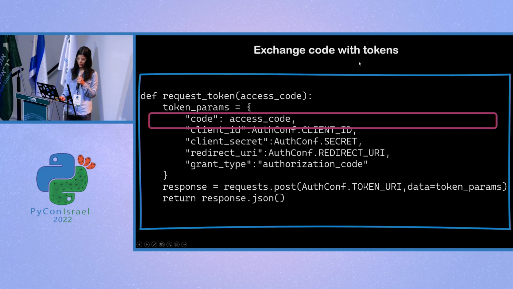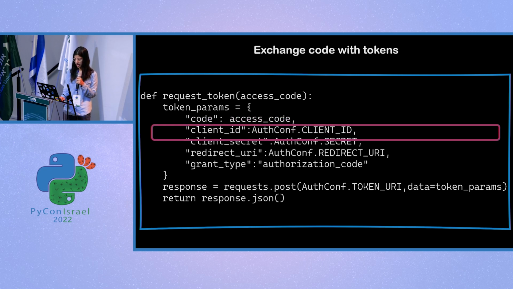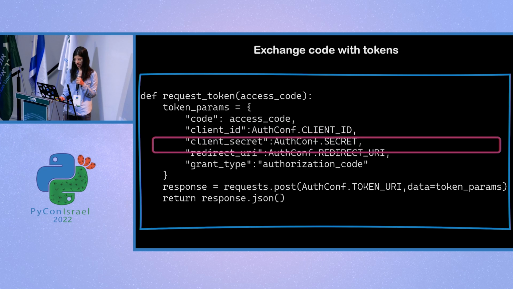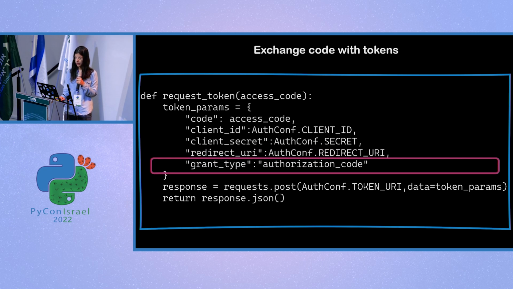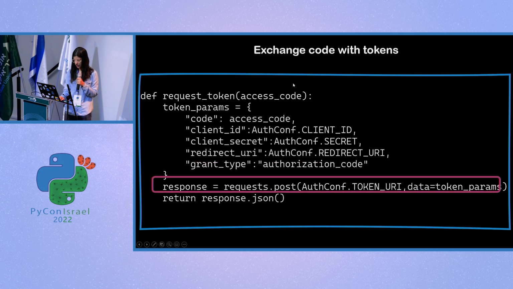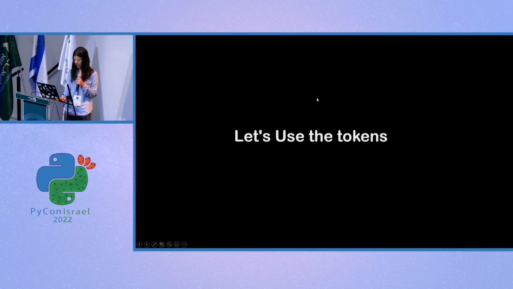Let's see how we exchange the code for the tokens. So we prepare the parameters, which are the code, because that's what we want to exchange. We also put the client ID and the client secret, and the redirect URI, and also the grant type, which is, I think, important here, because that's our way to tell Microsoft that we want to exchange the token by code and not by something else. So we send this post request to the token URI with these parameters in the body, and we get the tokens as a response. So now we can use them.